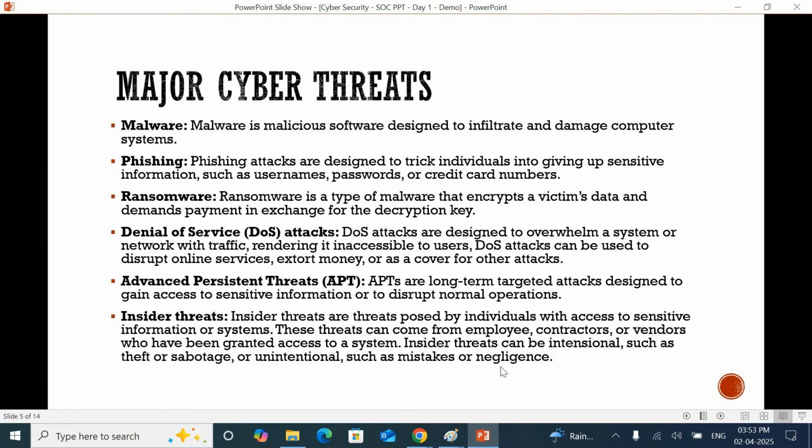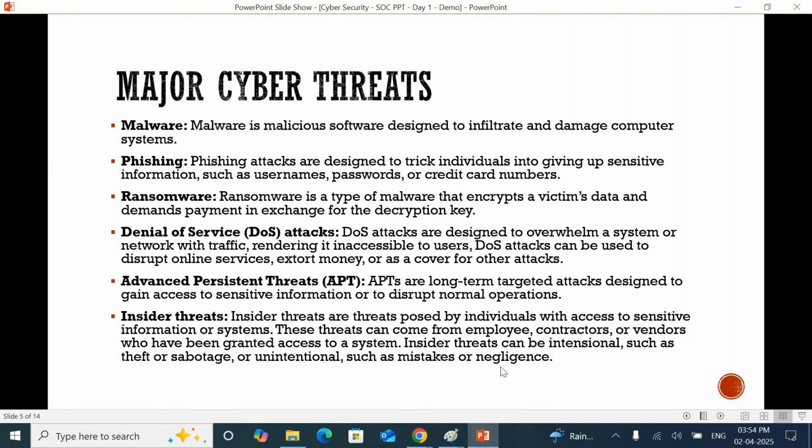Okay, so insider threats will depend upon the requirements. Some people are doing it intentionally, some unintentionally, but whatever it may be, that will be considered as an attack, so that will be investigated. Okay, this is about major cyber threats. This all will be investigated with a SIEM tool, and it is our duty as a SOC analyst. You need to be aware of all these major threats, and also how to investigate these attacks and how to safeguard your network or devices from these attacks or threats.